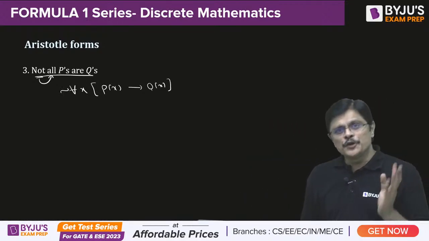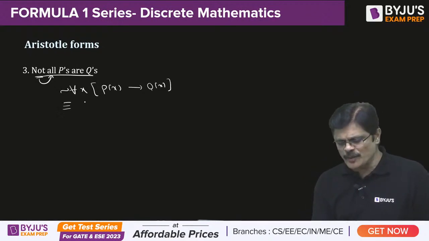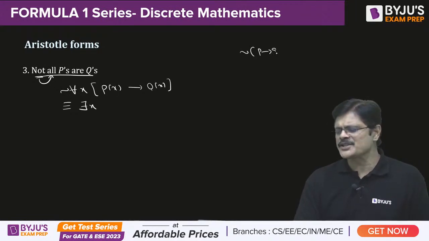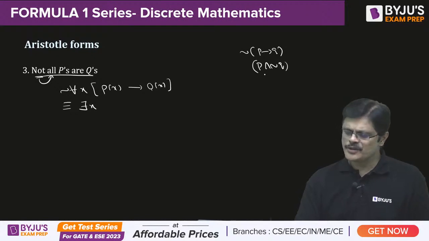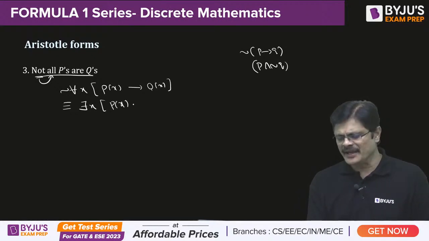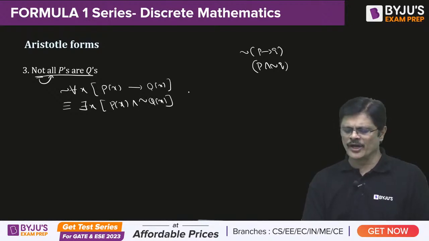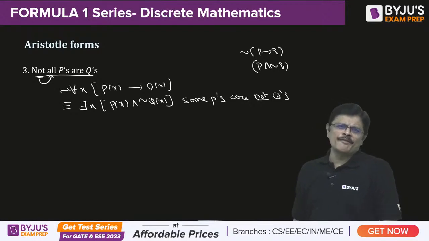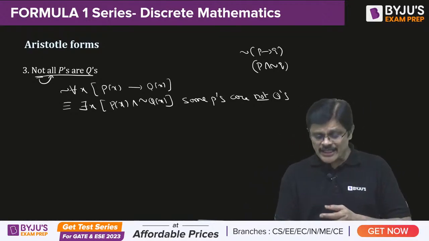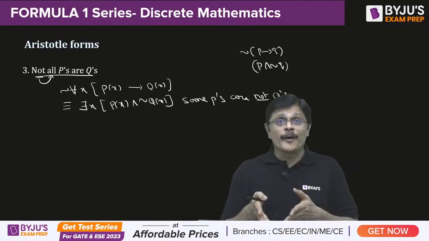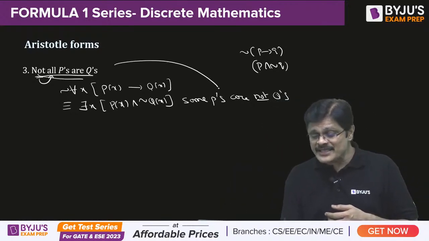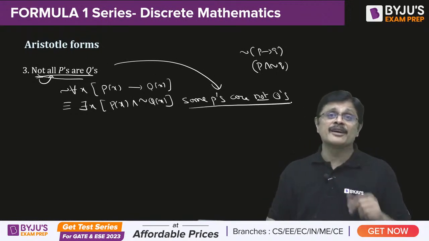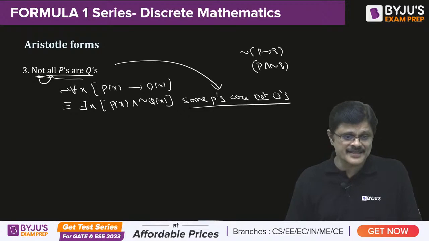If you use the negation of a quantified predicate, this can also be written as there exists x. Negation will go inside. The negation of P implies Q is P and negation Q. So this would be Px and negation Qx. It means some P's are not Q's. When you say not all P's are Q's, what is the meaning of that? Some P's are not Q's. I could get that meaning by the symbolic form, not by analyzing the sentence. By the symbolic form, I could get the equivalent statement. That is the beauty of this, my dear friends.